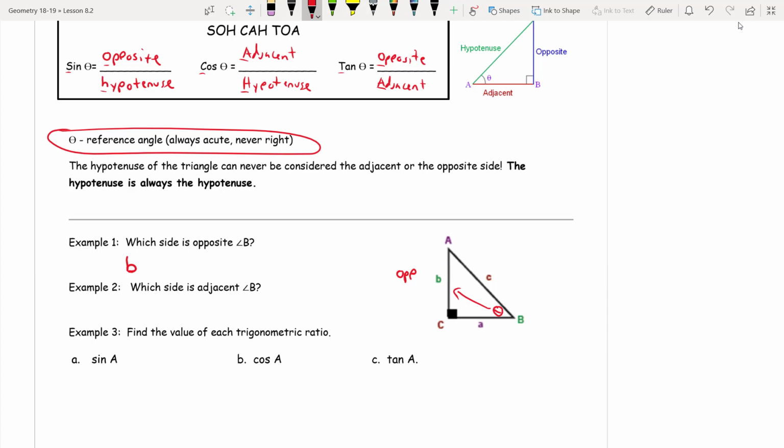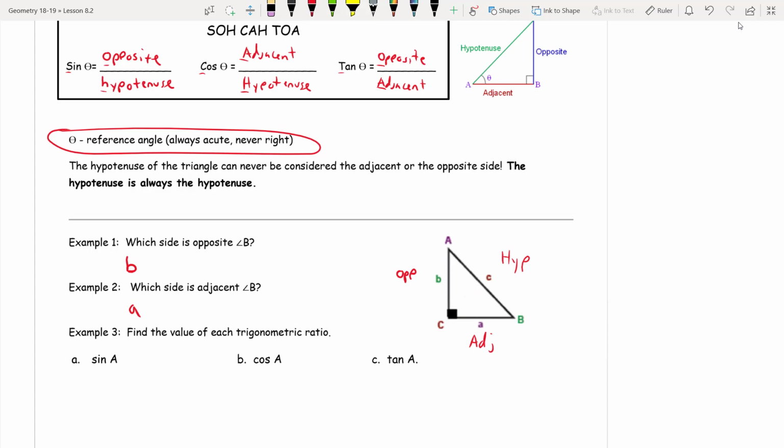So the order that I always label in is I've got my opposite side straight across from the reference angle, then I label my hypotenuse, which is always across from the right angle. And then the last side, what's left over, is the adjacent side. So the side adjacent to angle B here is side A. And then they want us to find the value of each trigonometric ratio.